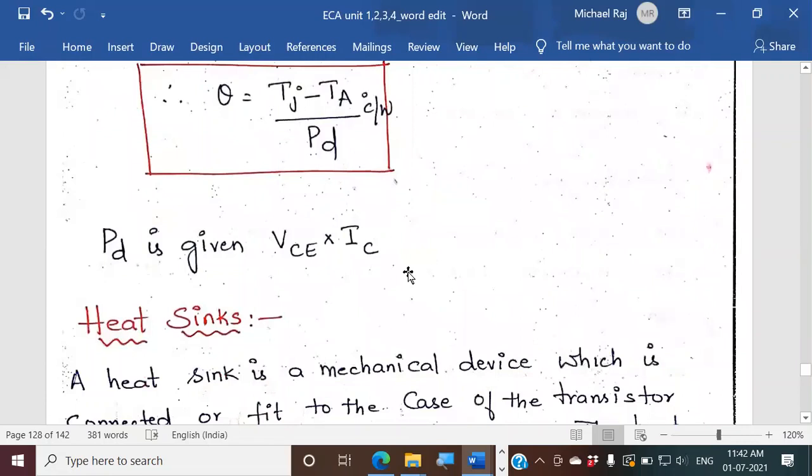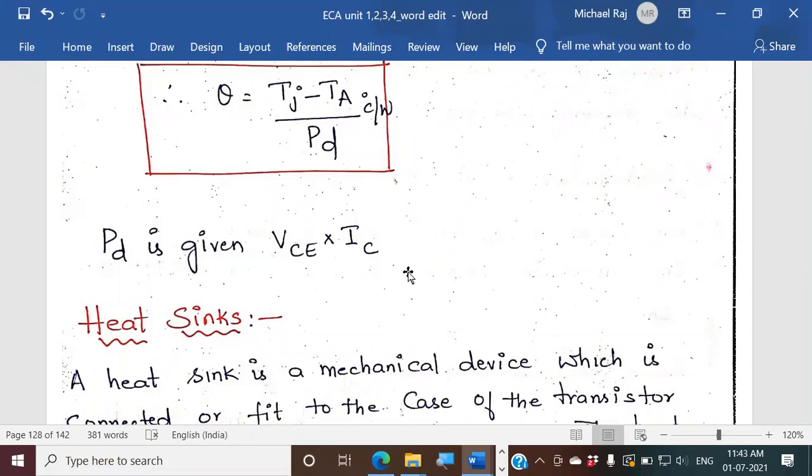And what is the reason for the power dissipation? I told you, the power at the collector junction is predominant. Base voltage and base current are very small. Collector voltage and collector current are very large compared to base voltage and base current. So obviously the power dissipation at the collector junction is very large. And what is power dissipation? The collector voltage multiplied by collector current gives the power dissipated at the collector junction.